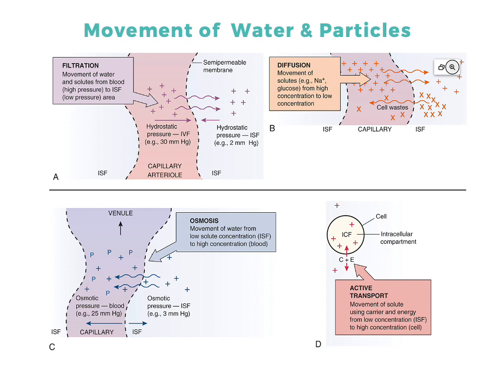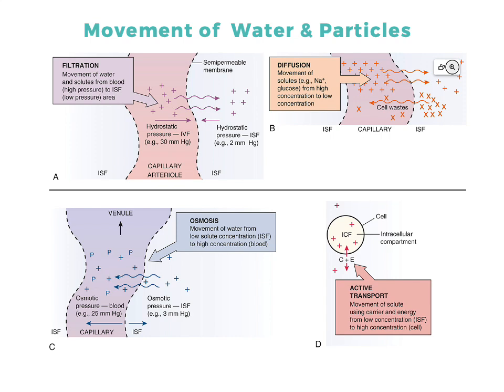So let's talk about the first one. We have filtration, and this is basically the movement of water and solute together from blood in a high pressure area to an area that has low pressure. So both water and solutes are moving in the same direction.